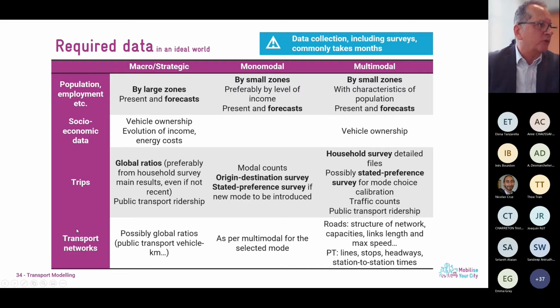And then data for transport networks with only global ratios, such as public transport vehicle kilometers for the strategic approach. And for the other methods, if you need to describe in detail the networks, you will need for the roads, the structure of the network, capacities, number of vehicles per hour, for every link length, and max speed, and so on. And for public transport, obviously, the lines, the stops, the headways, the station-to-station times.